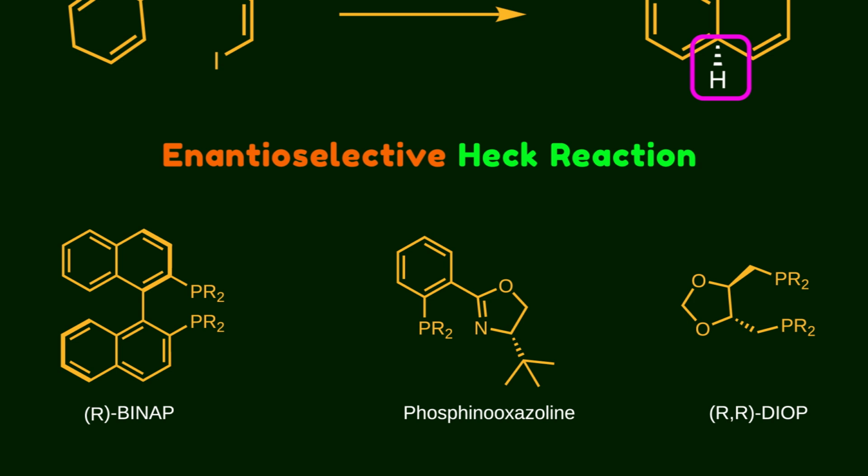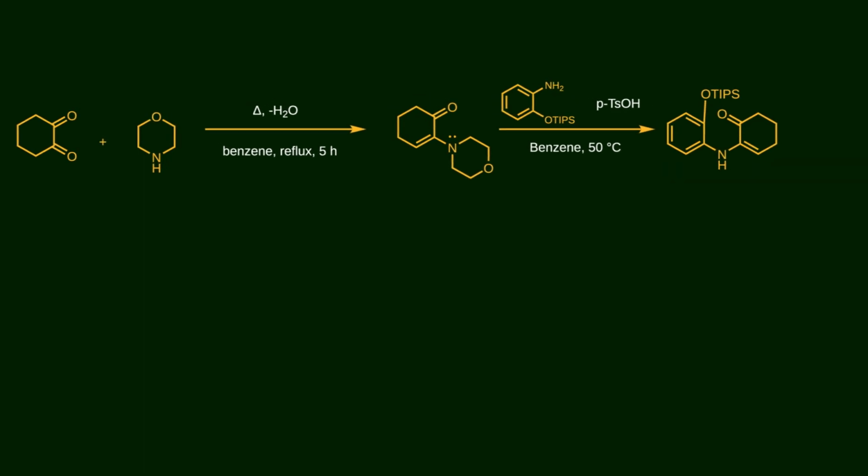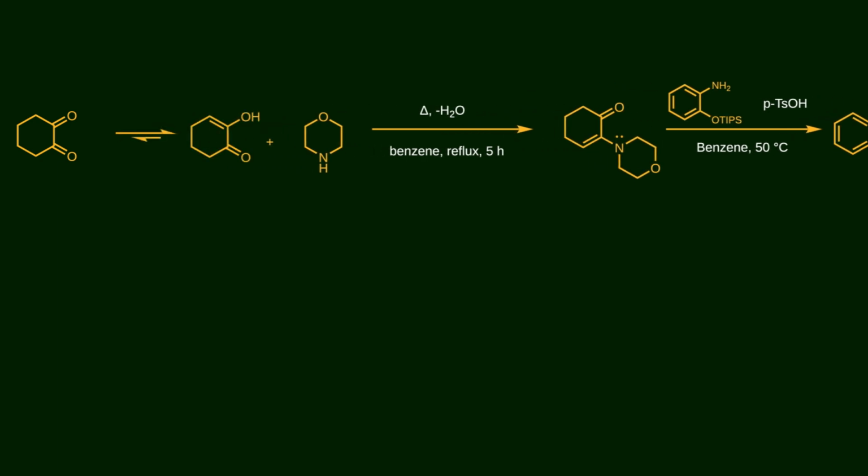So let's continue. The synthesis begins with the formation of an enamine from morpholine and 1,2-cyclohexanedione. Notice that the dione compound exists almost entirely in its enolic form, so morpholine attacks one of the carbonyl groups. The next step is transamination.